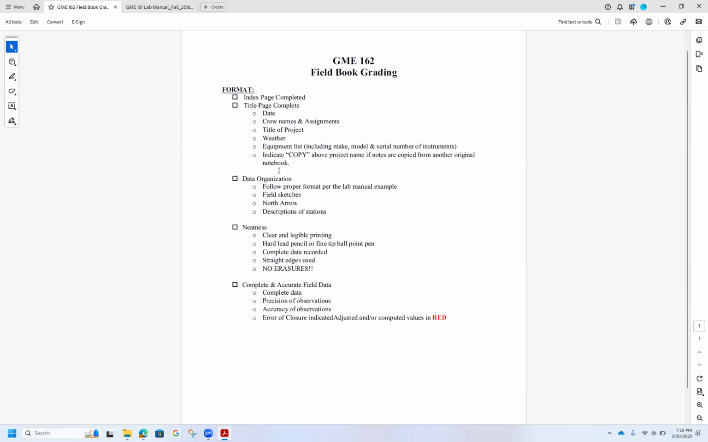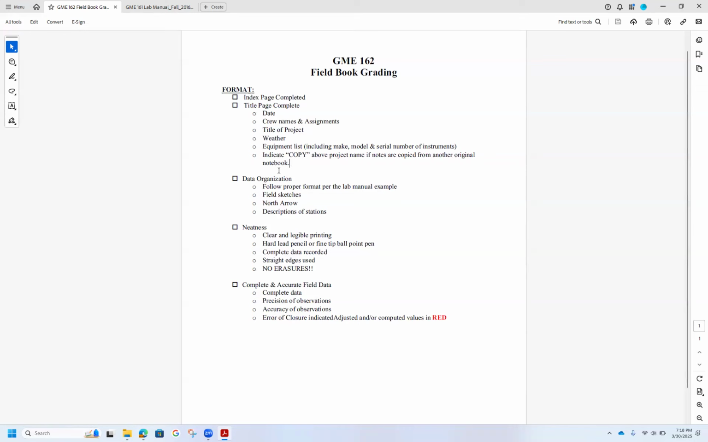Again, you will be switching roles between party chief, rod man, note keeper, all those things. The note keeper will always be the original for that week, and everybody else is just going to write down the exact same stuff, everything the same. It's just going to say copy on the title page.